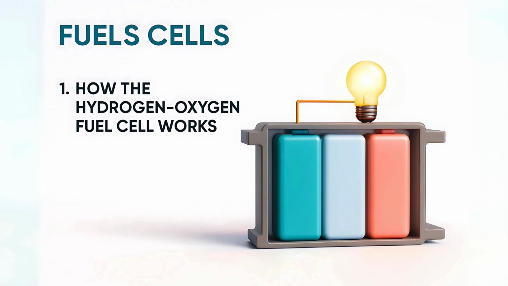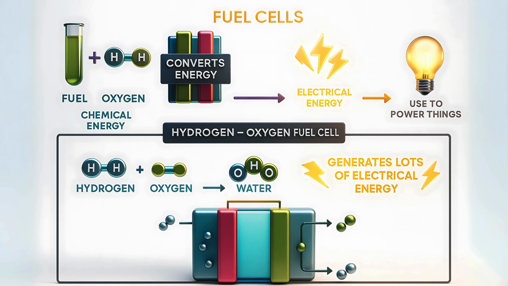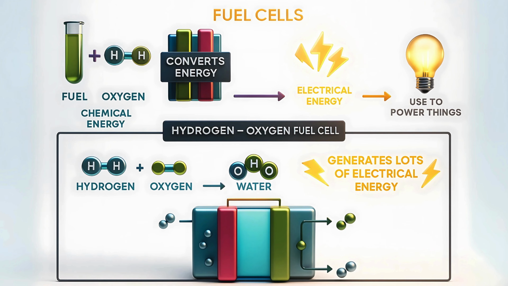In today's video, we are going to explore fuel cells and take a close look at how the hydrogen-oxygen fuel cell actually works. We will also understand its structure and discuss the main advantages and disadvantages of using this technology in the real world. A fuel cell is a special type of electrochemical cell, which means that it can convert energy between electrical and chemical forms.